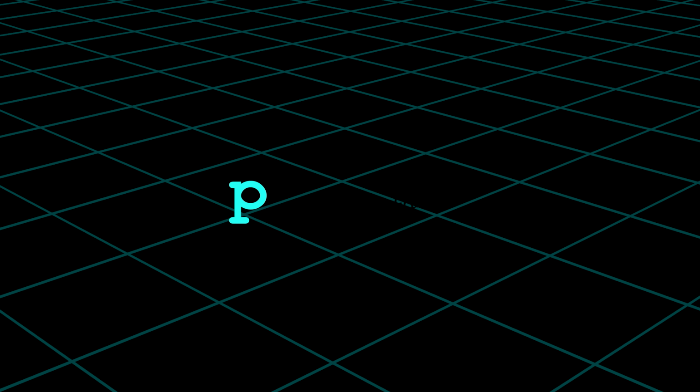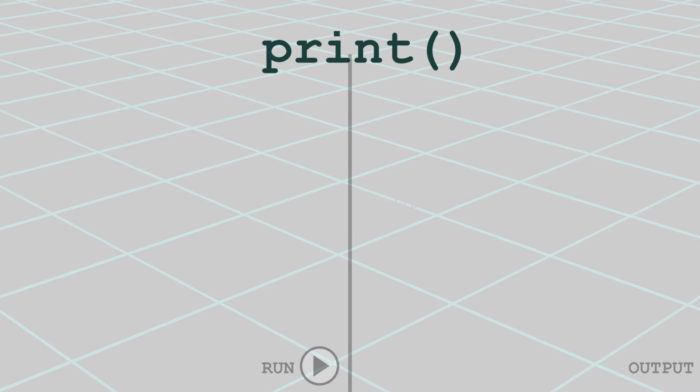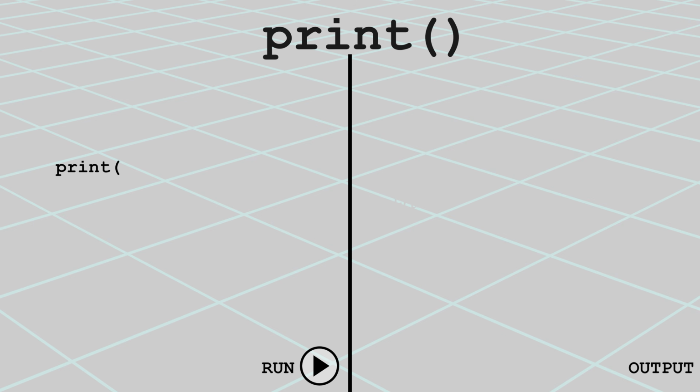One of the most common functions to use is the print function. In Python, the print function looks like this. Inside the parentheses is the string you want to print. Make sure you use quotation marks. When we run the code, it will take whatever is inside the quotation marks and print it inside the terminal.